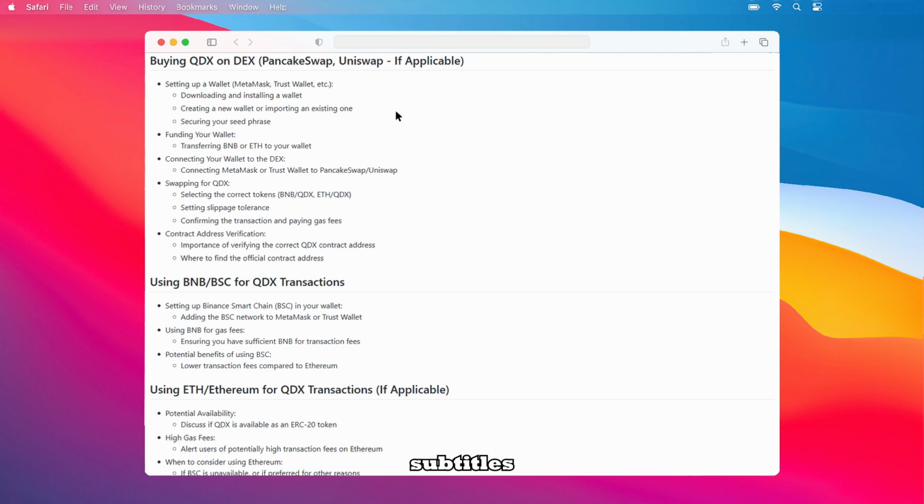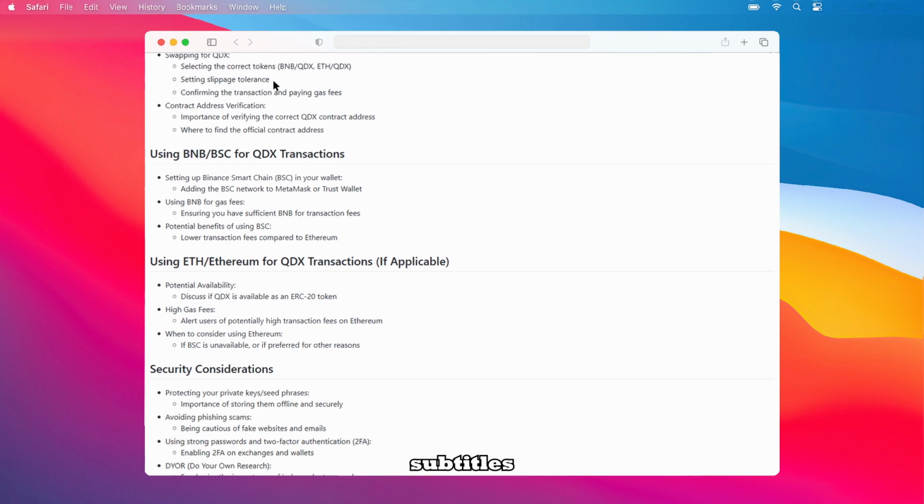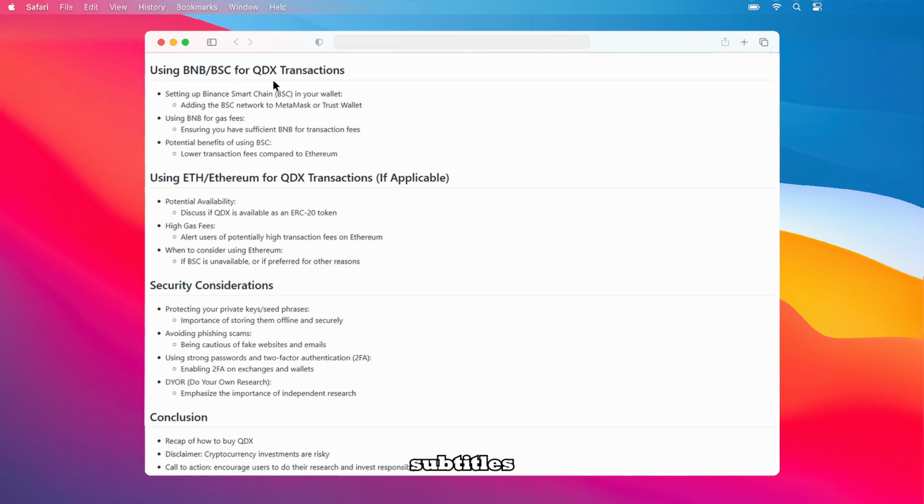If you're using BNB and Binance Smart Chain for QDX transactions, you'll need to set up Binance Smart Chain, or BSC, in your wallet. You can do this by adding the BSC network to MetaMask or Trust Wallet. Make sure you have sufficient BNB to cover the transaction fees. The potential benefit of using BSC is that it typically offers lower transaction fees compared to Ethereum.